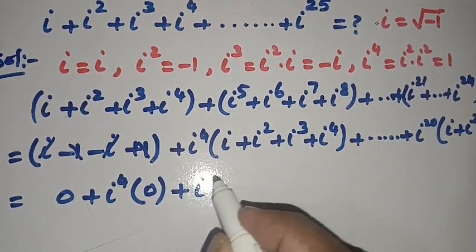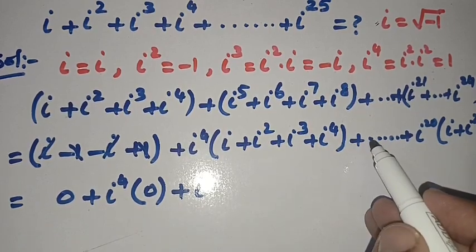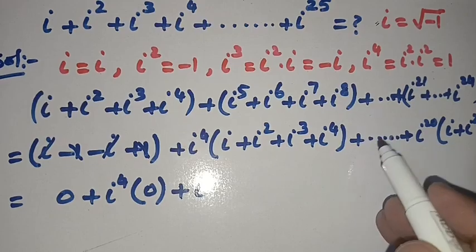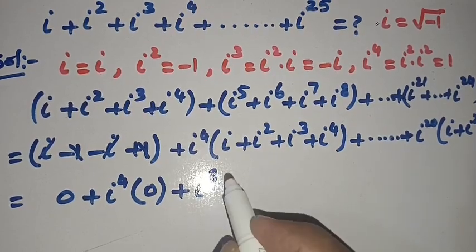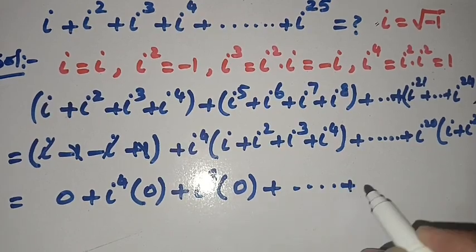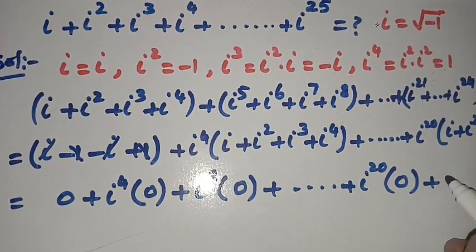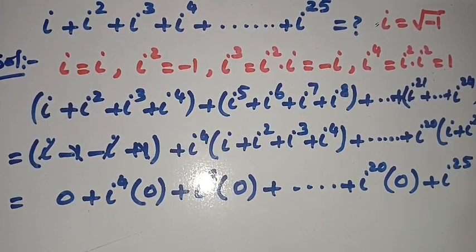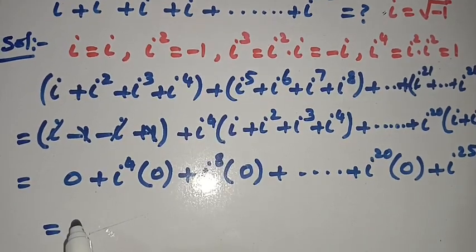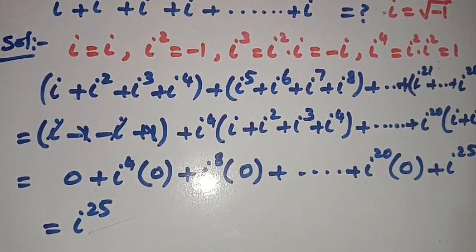In the next one also, here i to the power of 4 we have taken out, and next we start with i to the power of 9, so i to the power of 8 we can take out as a common factor, and here it is 0. And the last group is i to the power of 20, and within the group we have 0, plus i to the power of 25 we have got. So all these values are zeros, and the final non-zero value that we have got is i to the power of 25.